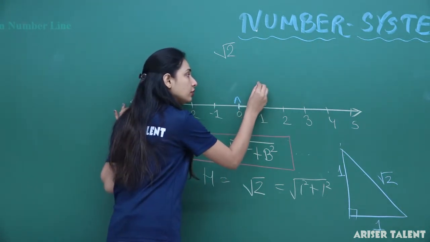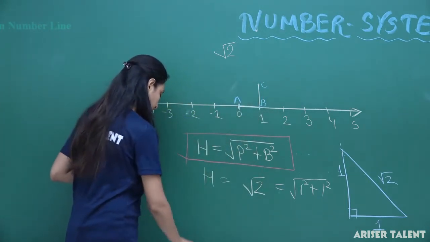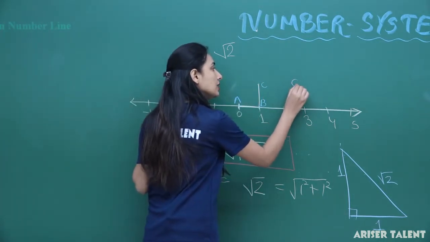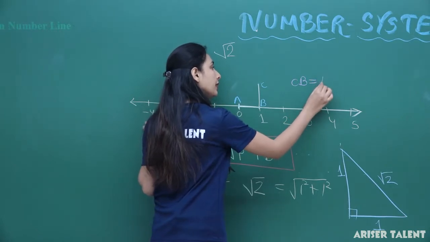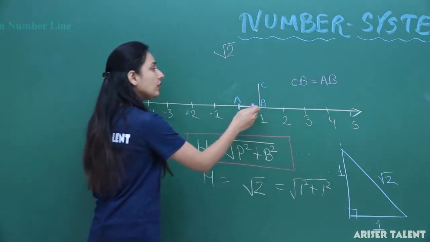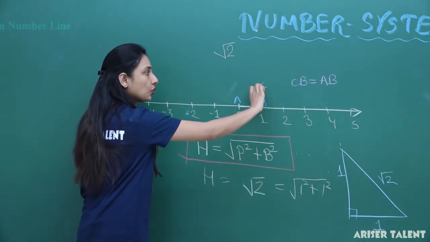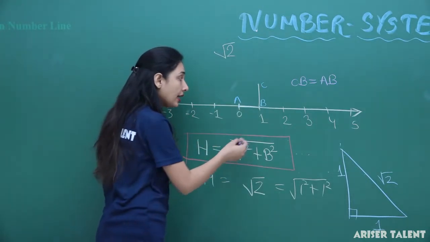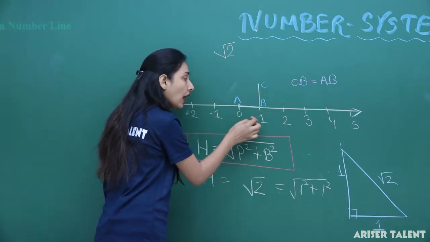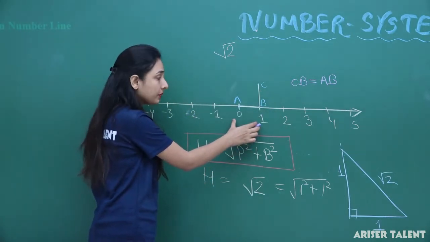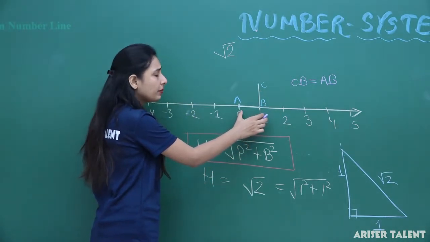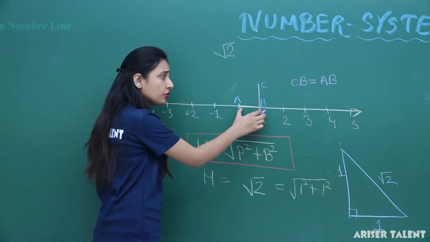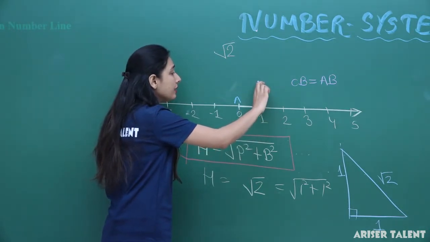Okay. Now this is a point C, such that CB equals AB. If CB equals AB, that means this portion is equal to this portion. What does that mean? That means these two are of unit length. This is 1, 0 minus 1, sorry, 1 minus 0 is basically 1. So this is 1 unit, and I have created this as 1.